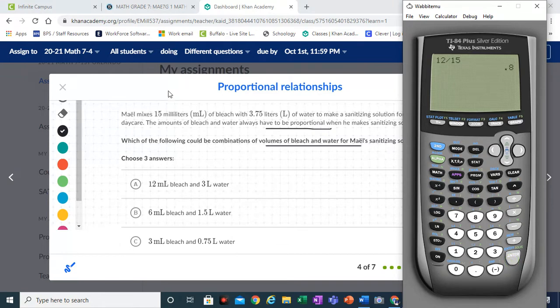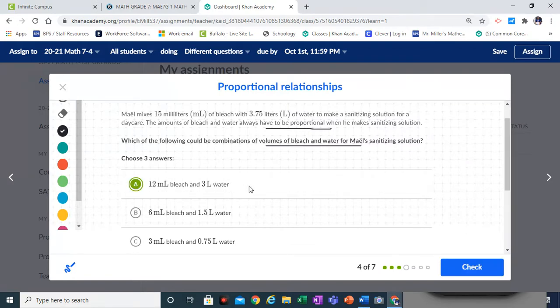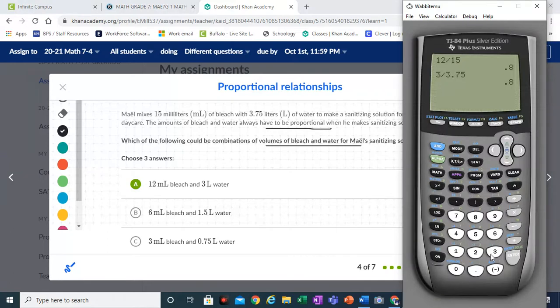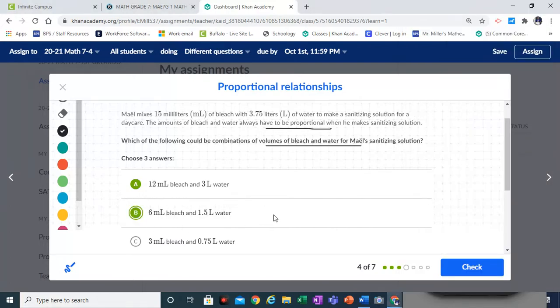And I get 0.8. 12 divided by 15 is 0.8. Now I would do 3 divided by 3.75, and I get 0.8. So that is an answer because both of them had the same unit rate. Now I do 6 divided by 15, and I do 1.5 divided by 3.75, and I get the same answer. So it's nice we got two answers already.